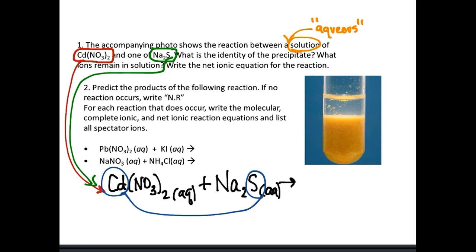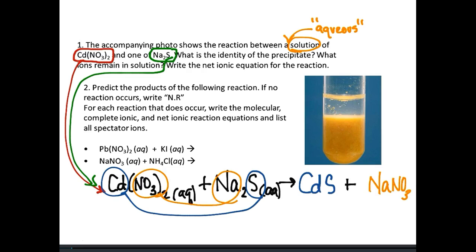So in a precipitation reaction, what you do is you take the cation from one of the ionic compounds and combine it with the anion from the other ionic compound. So you basically just swap partners here to form two new ionic compounds, cadmium sulfide and sodium nitrate. So we have cadmium sulfide and sodium nitrate is the other product.